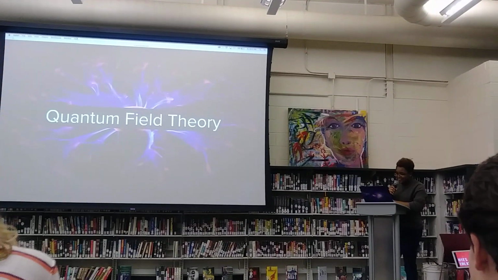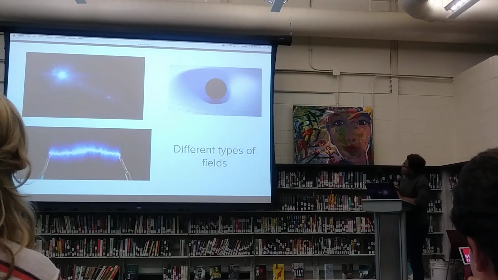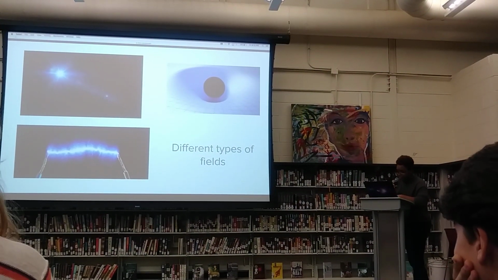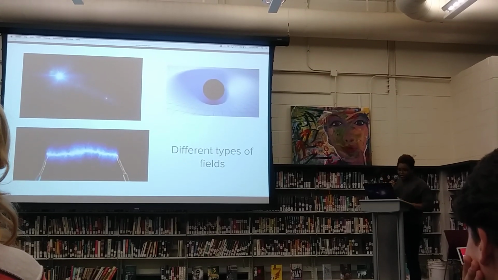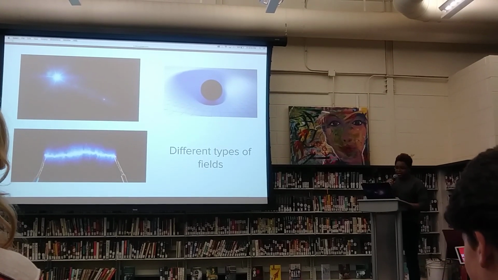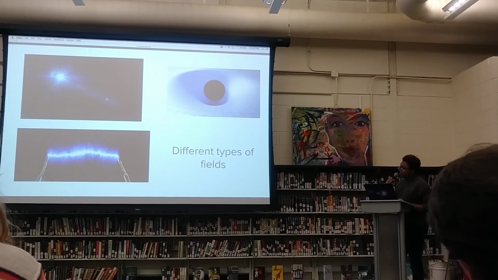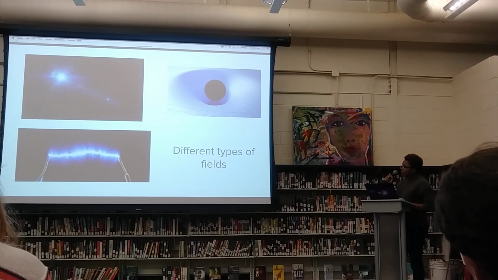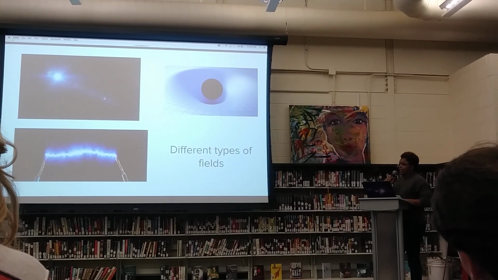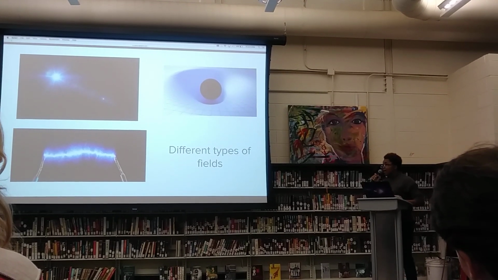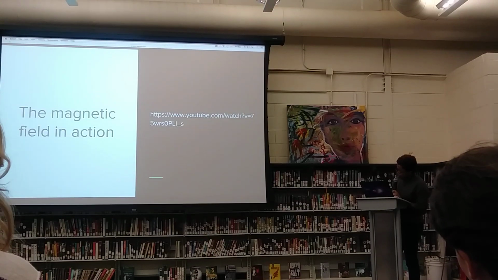So quantum field theory. Quantum field theory explains how subatomic particles interact with forces, which are known as fields. So what are fields? Fields are light, electricity, and gravity and mass. Gravity and mass are a bit special. They're searching for a particle that is the force carrier of gravity, known as the graviton. They haven't found it yet, but they have found a particle known as the Higgs boson particle.